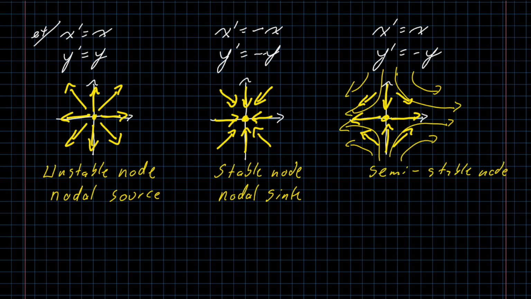This is referred to sometimes as a semi-stable node, although technically it's mostly an unstable node, right? As we've drawn this one, if you are on the y-axis, you stay on the y-axis, so it becomes stable in that sense. But if you are anywhere else, you go away. This can also be referred to as a saddle point or a saddle node.